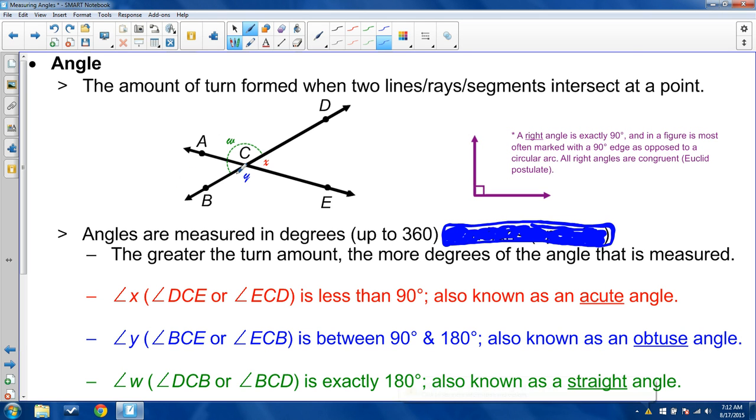Angle Y, it's this guy right here, which I could also name BCE, or I could name ECB. Well, it's greater than 90 degrees, right? It's more than that right angle, but it's less than 180. If you remember, I just talked about 180 being a semicircle. It's half of a circle. Well, this is less than that. It's not quite a straight line. This one is between 90 and 180. That is also called obtuse.